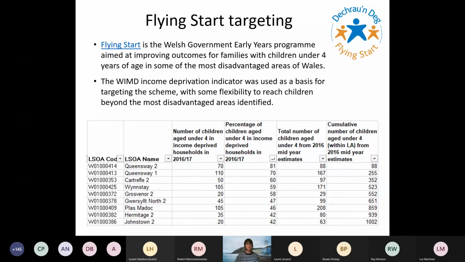The table at the bottom is just an illustration to show a few areas in Anglesey with the highest rates of income deprivation. The top area, Queensway 2, has around 70 children, or 81% in income deprived households.